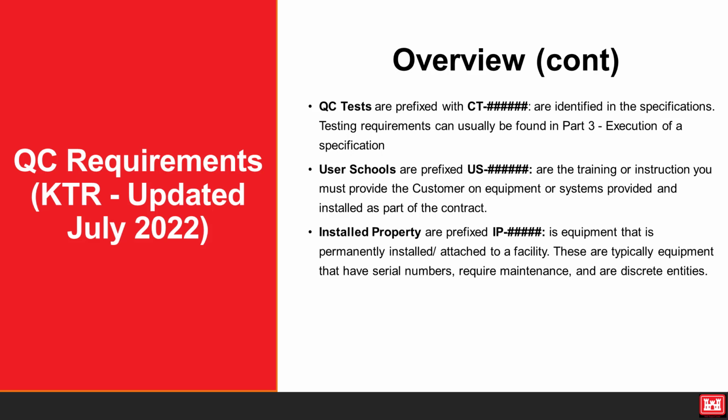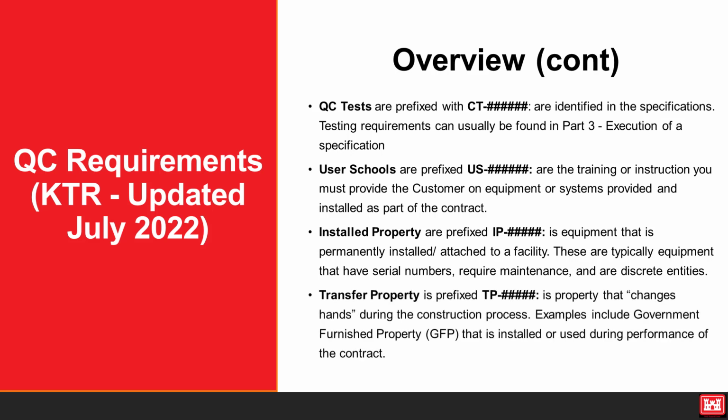Installed property is prefixed by IP and followed by unique sequential numbers. Installed property is equipment that is permanently installed and attached to a facility. These are typically equipment types that have serial numbers, require maintenance, and are discrete entities. As installed property arrives at the job site, it is compared to the approved shop drawings for conformance to the contract and recorded with the manufacturer, serial number, and other maintenance-related information.